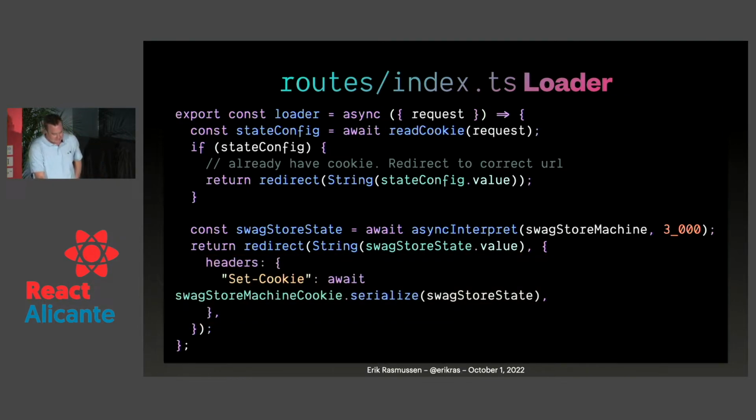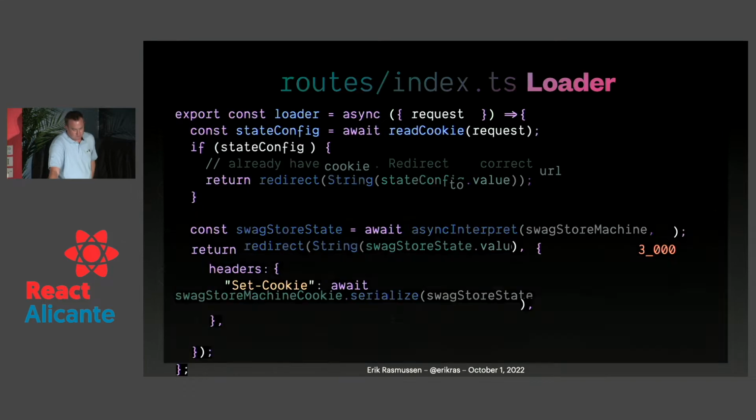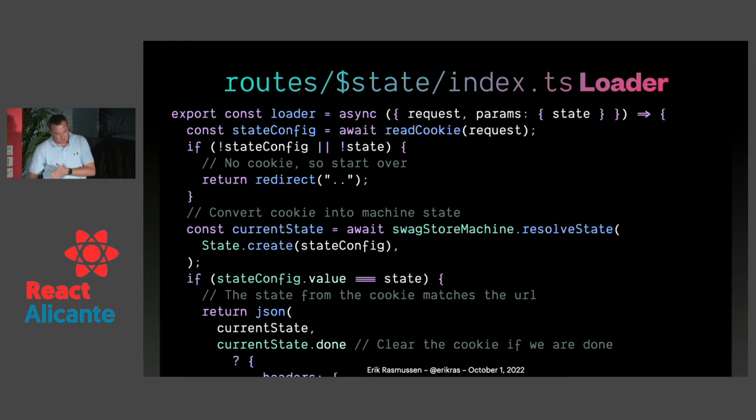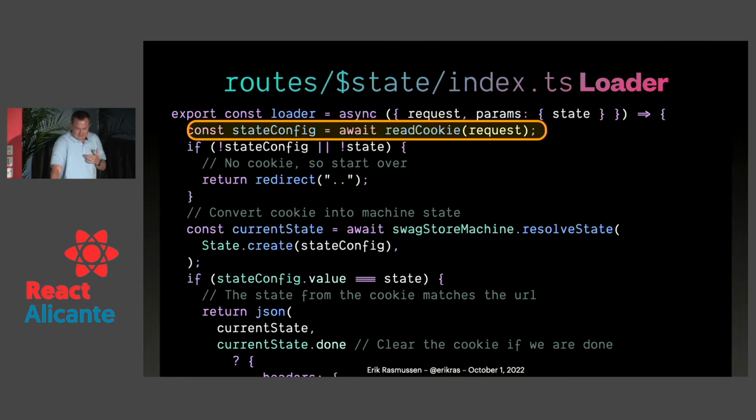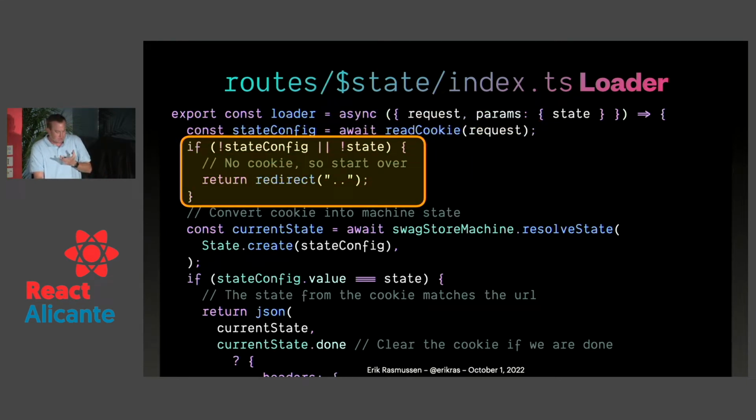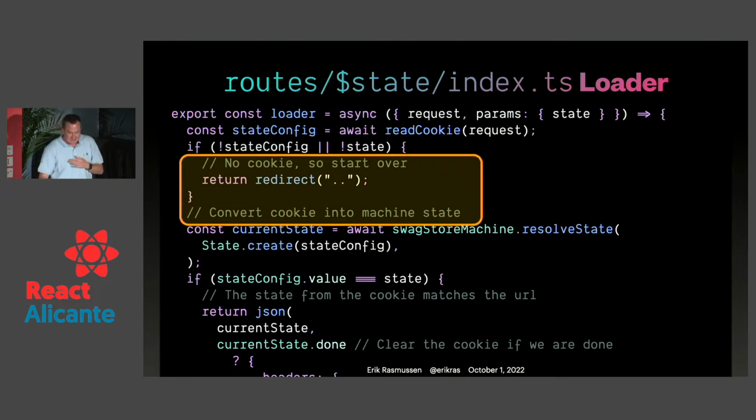Now, that is going to take us to the dynamic route. And here we get the state. That $state is going to come to us as a variable in these params. We're going to read the cookie again. If for some reason we're on this thing and we don't have a cookie or a state, we're going to redirect back to the root, which is going to go through that thing and reinitialize our machine.